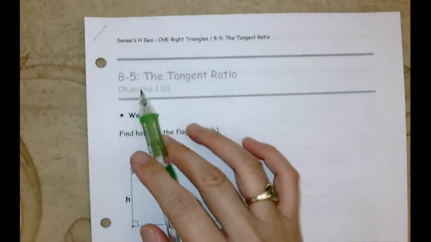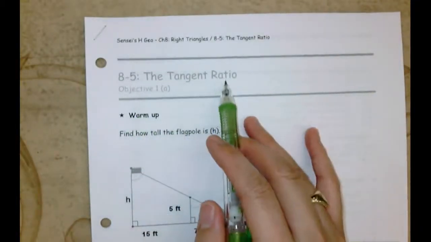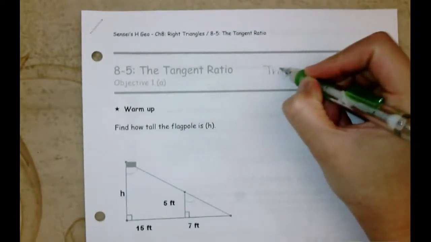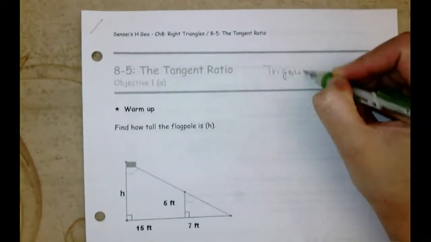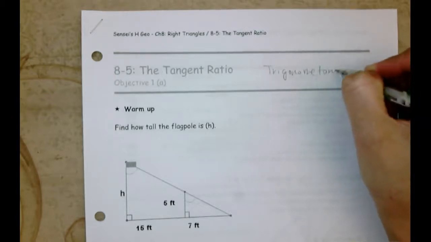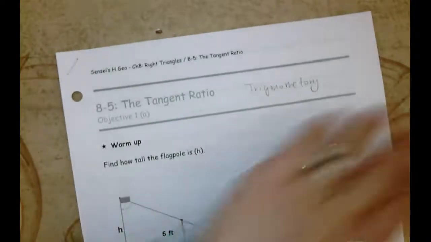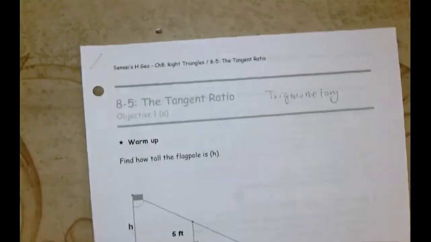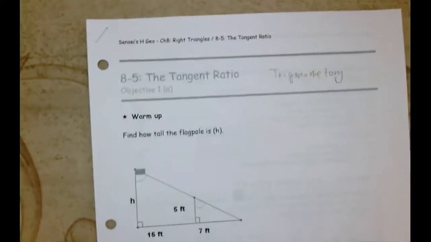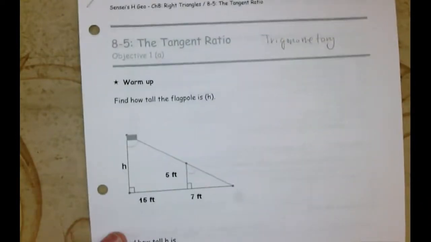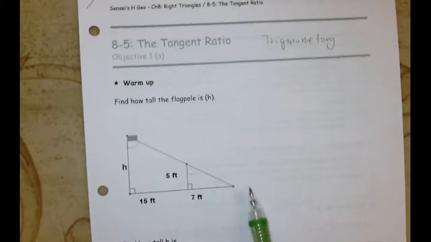This is 8.5, tangent ratio. So now we are going into trigonometry. This is really an intro to trig. You do a lot more trig in Algebra 2. So this is just the first intro to it, really. Okay, so let's start with the warm-up.